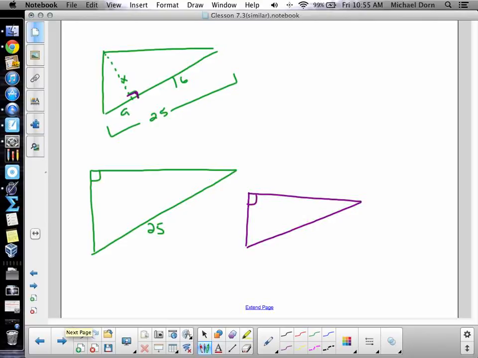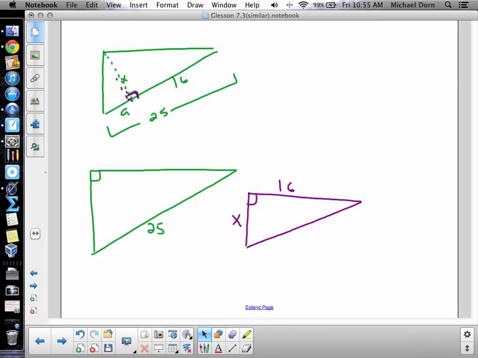If that's my right angle, my short leg is x. My long leg is 16. I don't know the hypotenuse. Everybody see how I'm getting those numbers? We want to think in terms of short leg, long leg, hypotenuse.